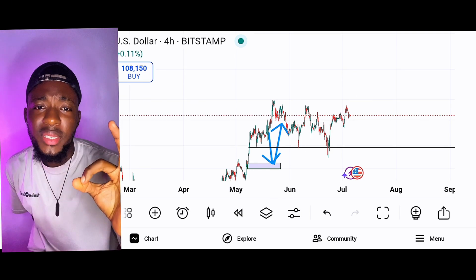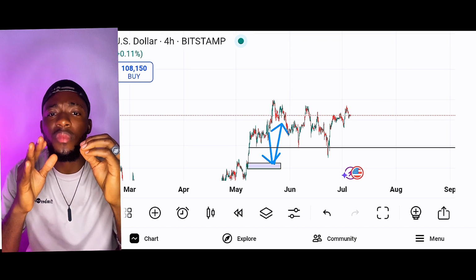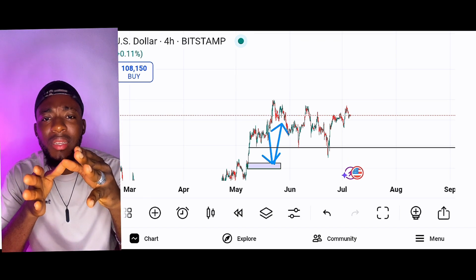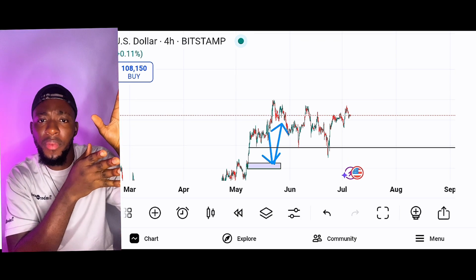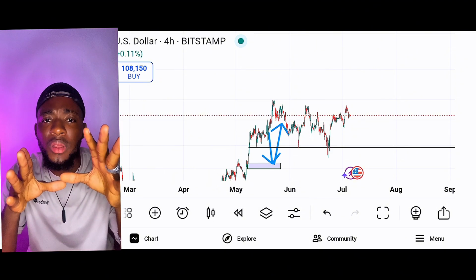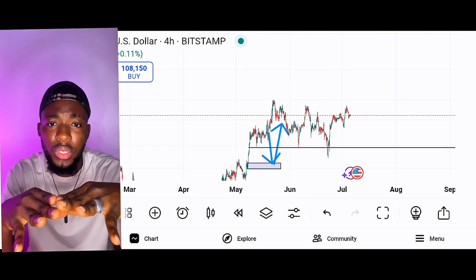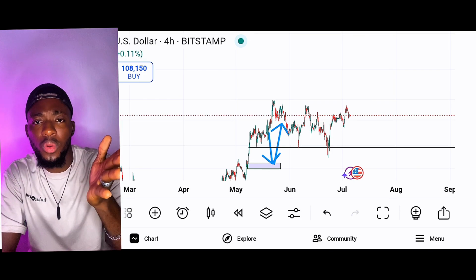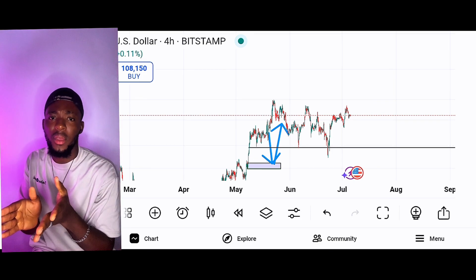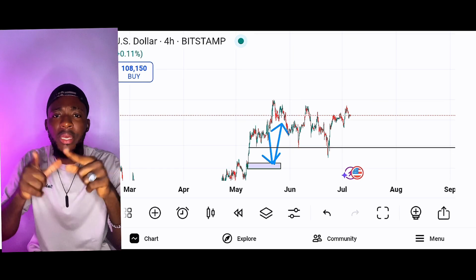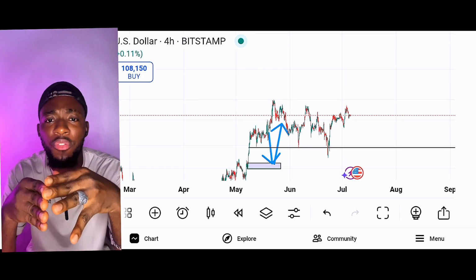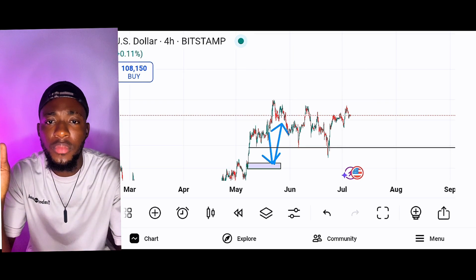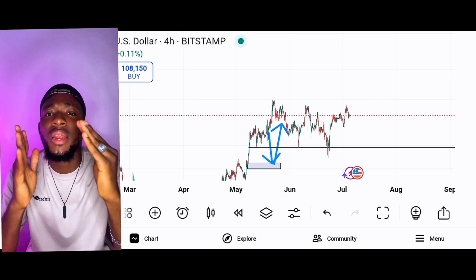Top-down analysis is how you look at the higher time frame down to the lower time frame to make your analysis or to take your trade. It's just like looking at the bigger picture before coming back to the fragment or the smaller part of it to take a decision. Are you getting me? That is what top-down analysis is.